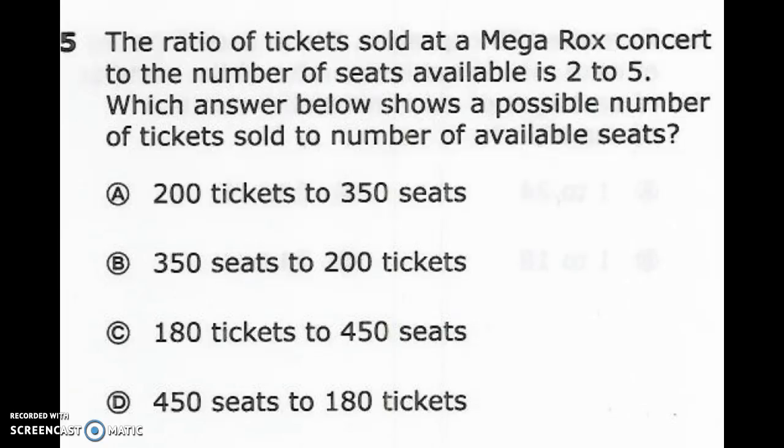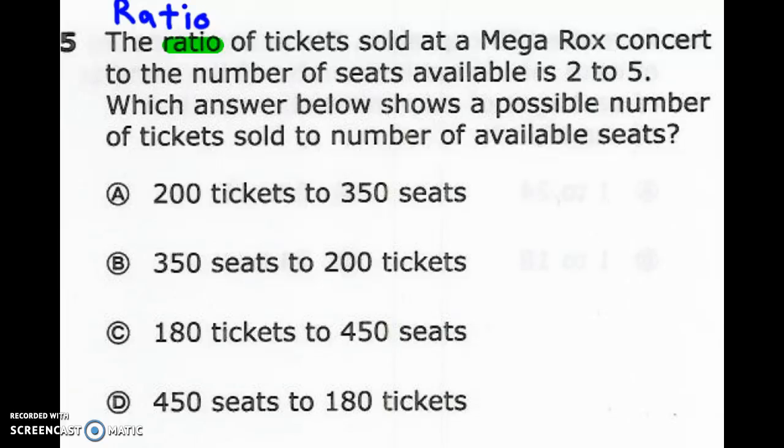Question number 5. The ratio of tickets sold at a Mega Rocks concert to the number of seats available is 2 to 5. Which answer below shows a possible number of tickets sold to the number of available seats? This is another ratio question, except here you're going to notice something different. The word ratio is now actually in the beginning of the problem. It's not in the question.